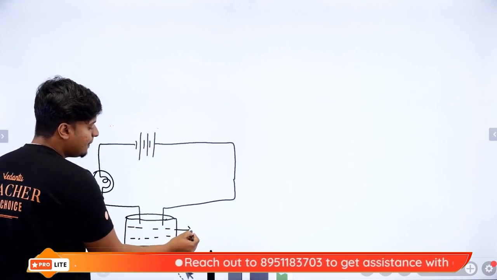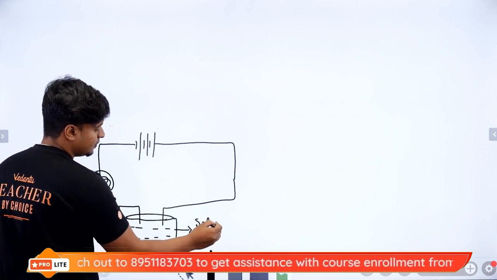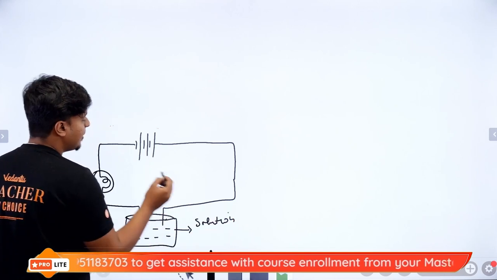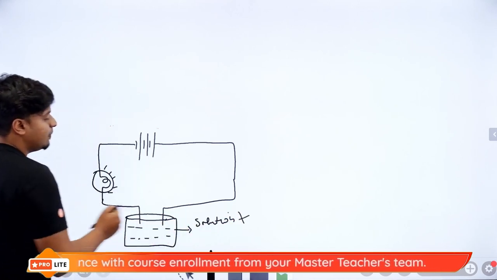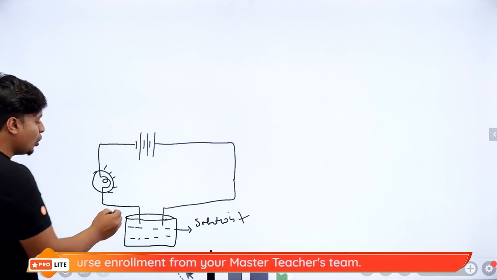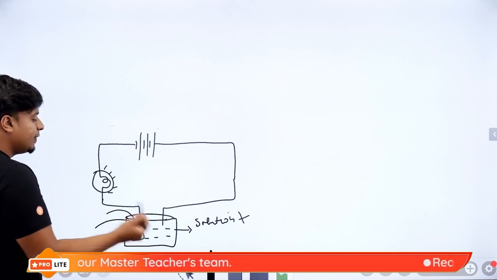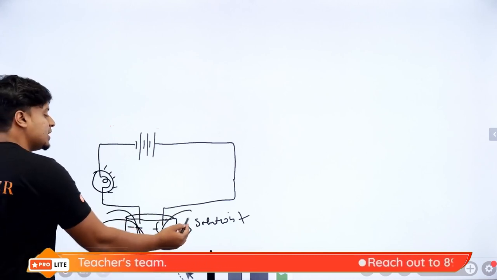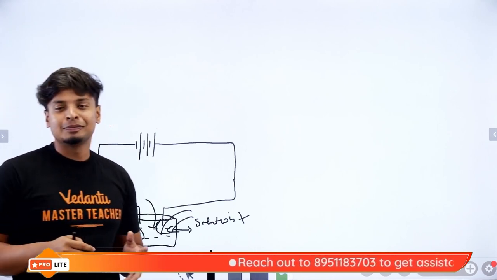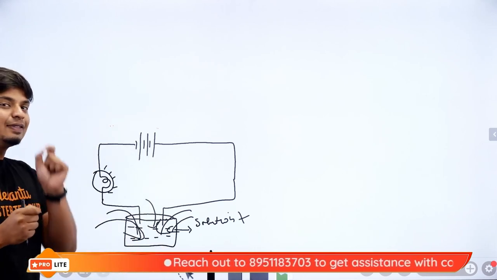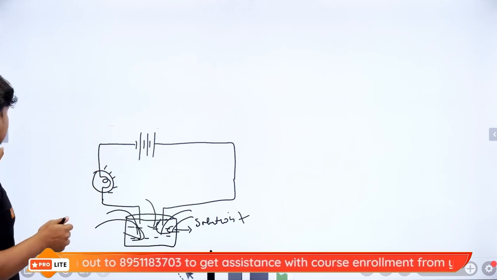Now, only if this solution is conducting, then the bulb will glow. If the solution is not conducting, the bulb will not glow. So we can check by pouring different solutions inside. We can pour lime juice, vinegar, water, distilled water, milk. So we can test with different liquids and understand if that liquid is a conductor or not. Now this is our setup. Got it, guys?